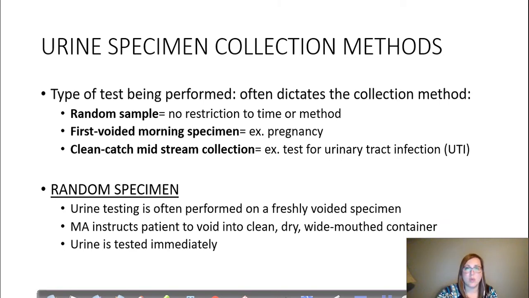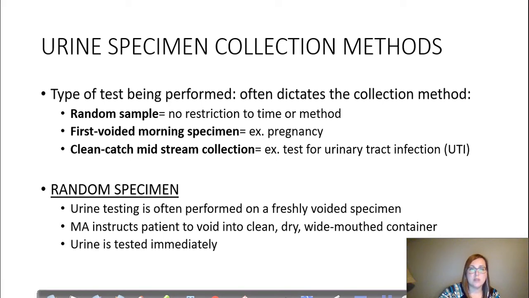So the type of specimen being performed often dictates the collection method. If you're going to get a random sample, there is no restriction on time or method. Patient comes into the office, they're having some symptoms of a urinary tract infection. So they're having dysuria where they're having burning, some urgency, some frequency. That would be a random sample. First voided morning specimen you might use during pregnancy because that is when those hormones are going to be most concentrated. We'll talk about that more. And then a clean catch midstream collection. You might do that more specifically for urinary tract infection.